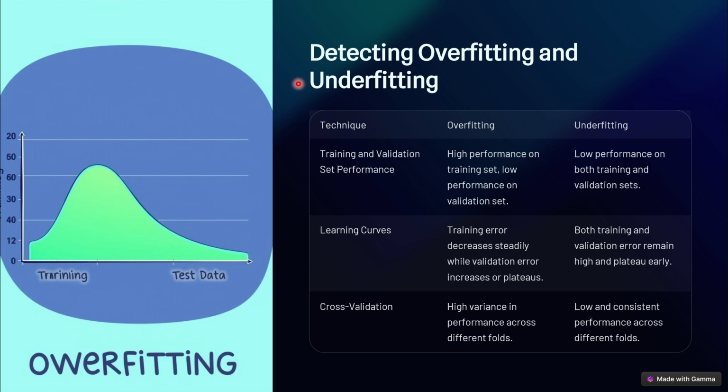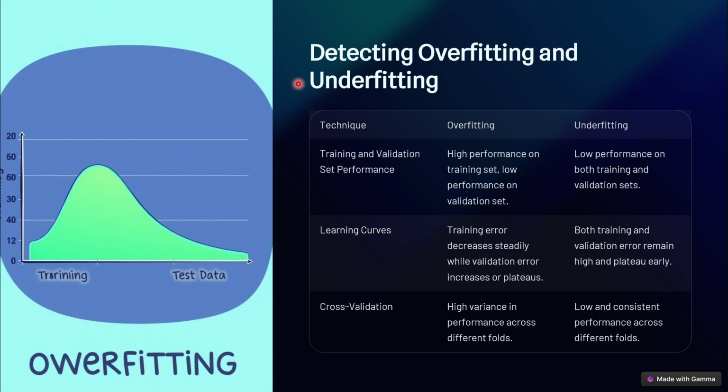You can compare how your model performs on the training set and a separate validation set. If it does really well on the training set but poorly on the validation set, that is a sign of overfitting. If it performs poorly on both, that is underfitting.